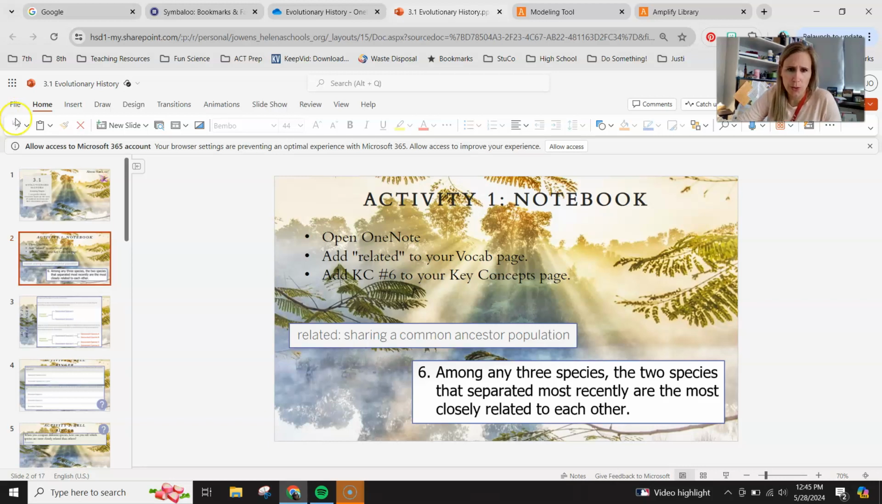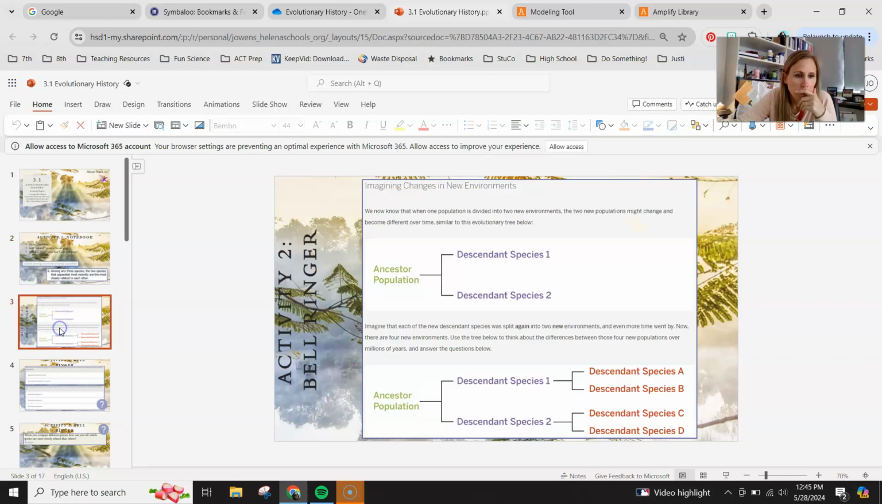So, to your OneNote, you should add "related." Sharing a common ancestor population means they are related at some point. And key concept 6: among any three species, the two species that separated most recently, so if we're looking at an evolutionary tree, the ones that separated most recently are the most closely related to each other.